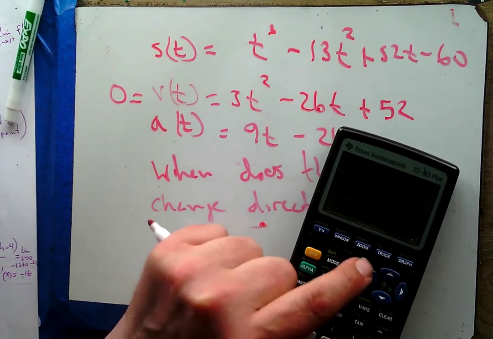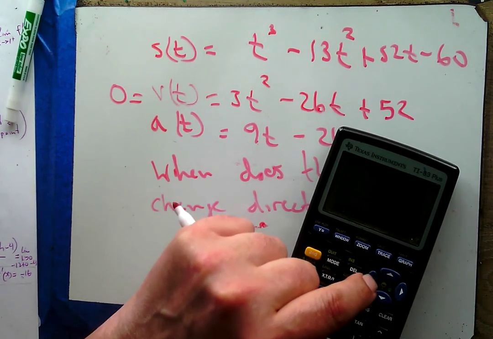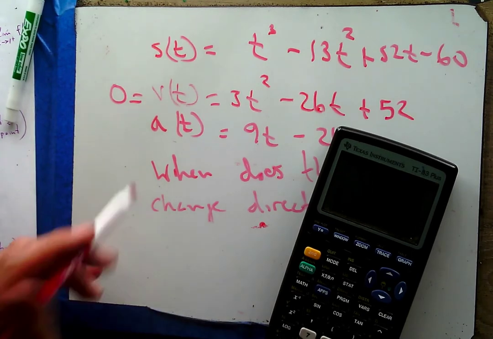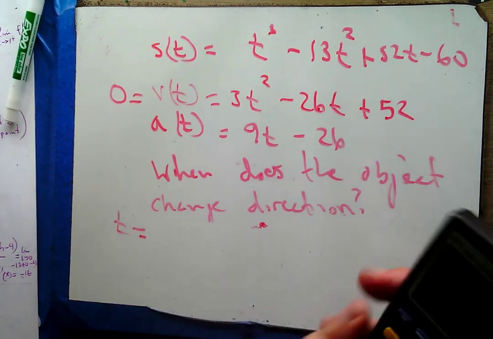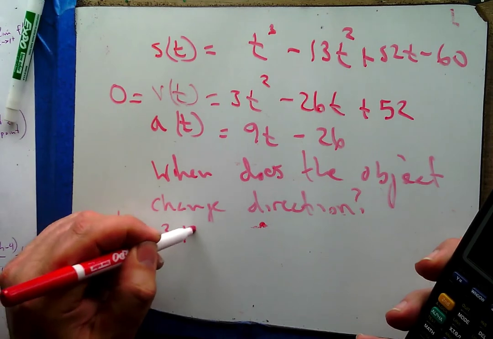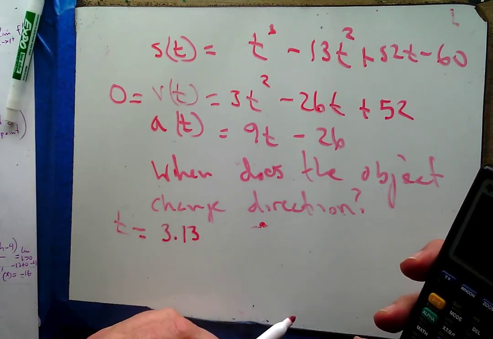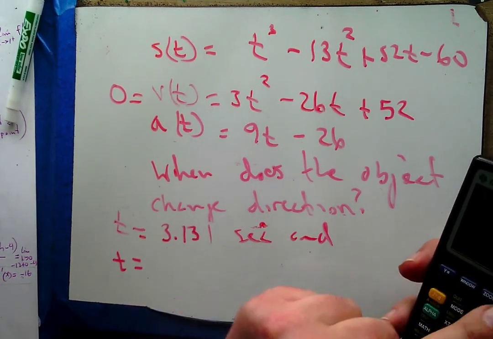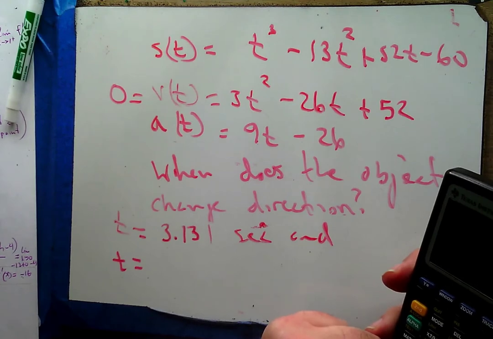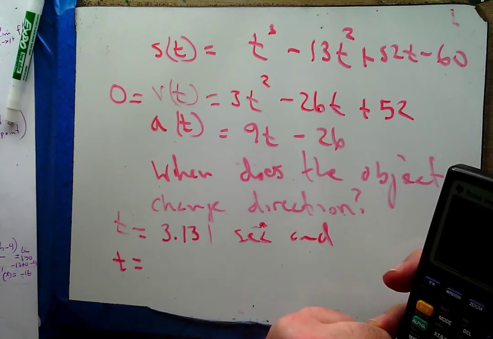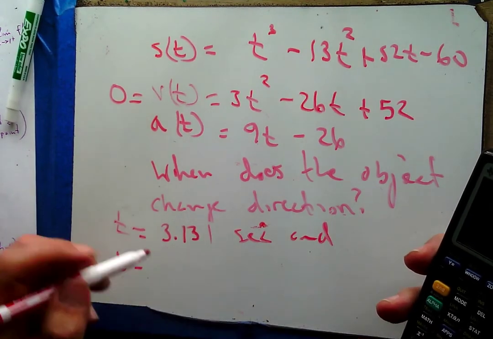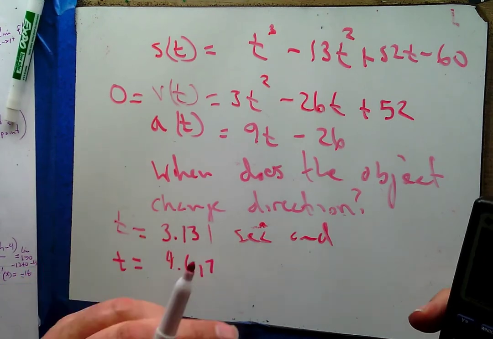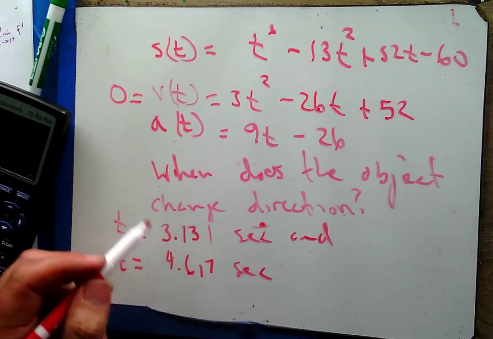Second, calculate 0. So bring my cursor to the left of that x-intercept and hit enter, to the right of that x-intercept and hit enter a third time, and so I get t equals 3.131 seconds, and t equals, second calculate intercept, 1, 2, 3, I get 4.617 seconds. Okay, so at these two times, the object changes direction.